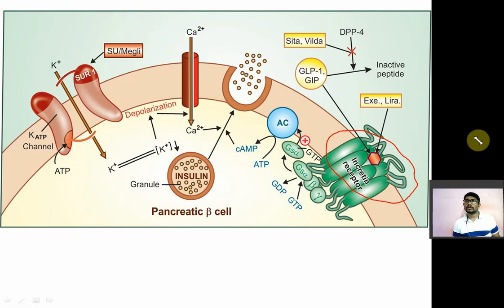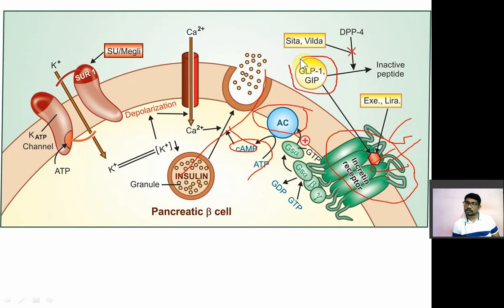So what will they do? They will bind with the incretin receptors, glucagon like peptide receptors, for example GLP agonists. These drugs bind to the incretin receptor, which is a G protein coupled receptor. Activation of this receptor causes activation of adenyl cyclase, which will convert ATP into cyclic AMP. Increased cyclic AMP in the pancreatic cell will cause release of insulin in one way. So GLP means glucagon like peptide 1.